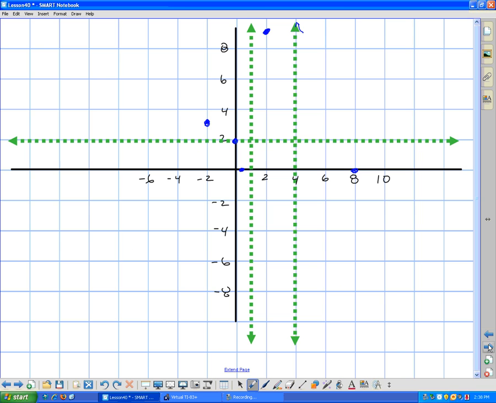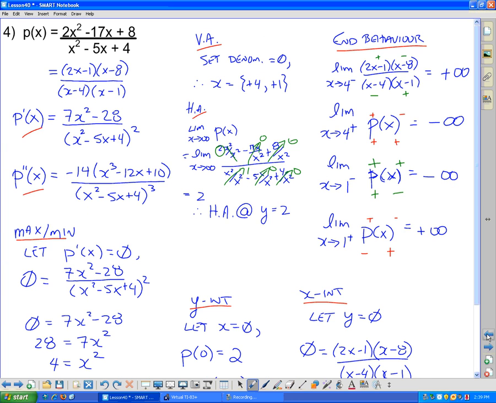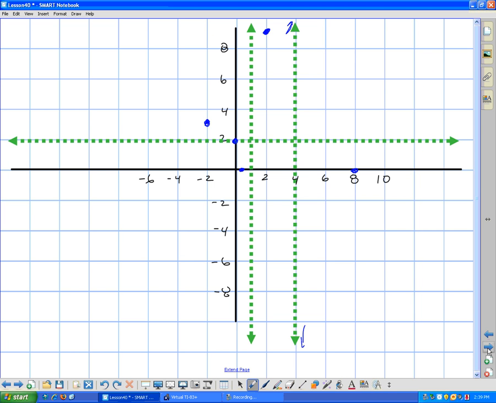No, sorry. 4 from the negative side. I was right. And then it exits, sorry, down here. Having a little bit of trouble flipping back and forth here. So 1 from the smaller side is negative, so it's down here, but it exits up here based on our end behavior.